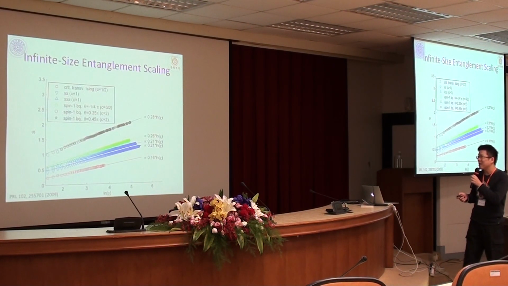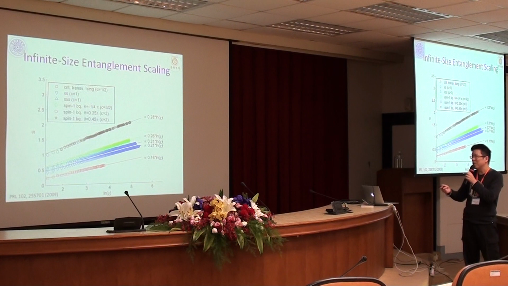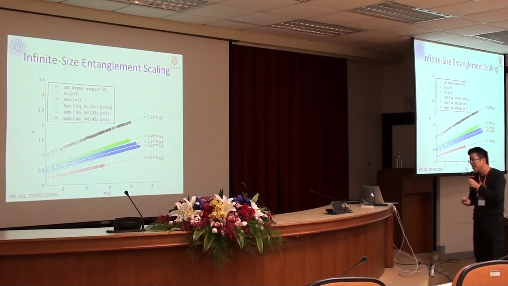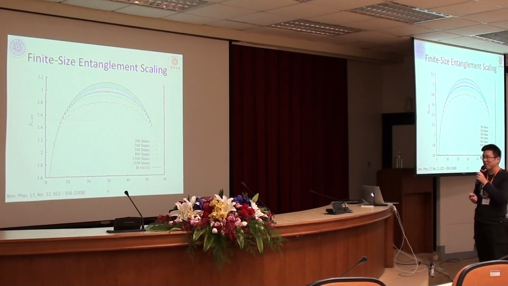We tried this, and if you do infinite, then you get a straight line. This is log correlation, and this is entanglement entropy. From the slope, you can get the central charge. So we basically use this method, doing finite size calculation.